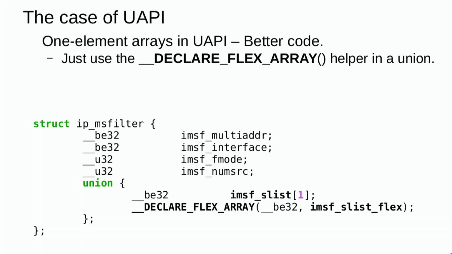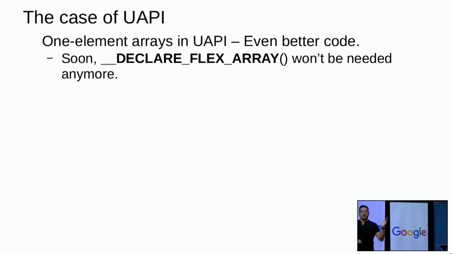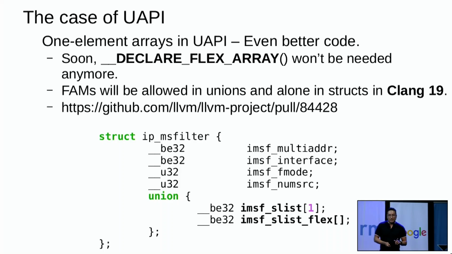Okay, for that we had a DECLARE_FLEX_ARRAY helper because it happens that flexible array members could not be declared in unions or alone in structures. So that was an issue. So we came up with this helper with some macro magic and preprocessor magic. And well, yeah, the bad news is that the size of the structure will remain the same. It's not going to be altered. Okay, soon DECLARE_FLEX_ARRAY won't be needed anymore because in Clang 19, a new implementation is going to be released and it's going to make it possible to declare flexible array members in unions and alone in structures without any preprocessor magic. So that's a great thing.